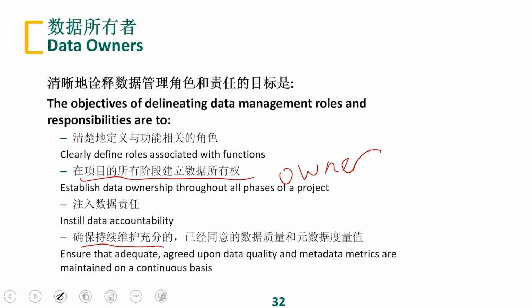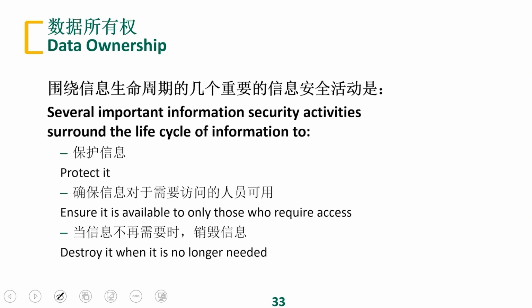Specifically, first of all, we as an information operation unit need to protect information. Here are some standards for data security that we need to meet, for example, complying with GDPR laws and regulations. Second, ensure that information is available to those who need access, that is, as the owner specifies authorization.